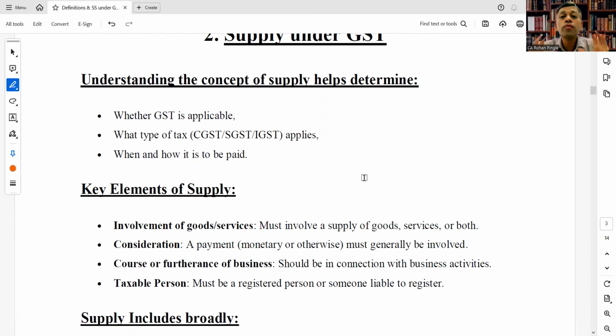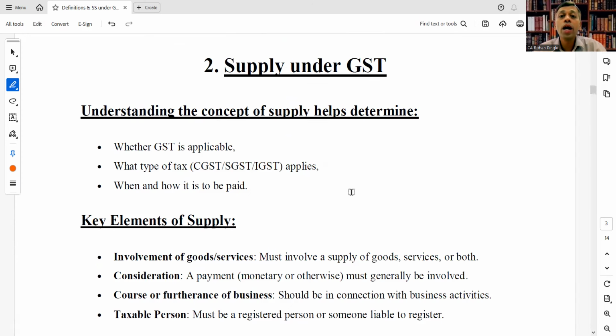Understanding the concept of supply helps to determine whether GST is applicable. Why is one required to learn the concept of supply? These are the reasons why we need to understand supply. Once we understand the concept of supply, we will be able to tell whether GST is applicable, what type of tax is applied, and when and how it is to be paid.